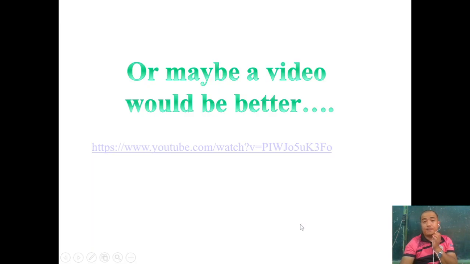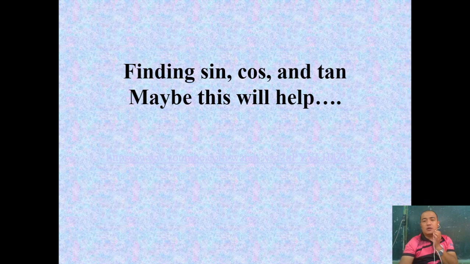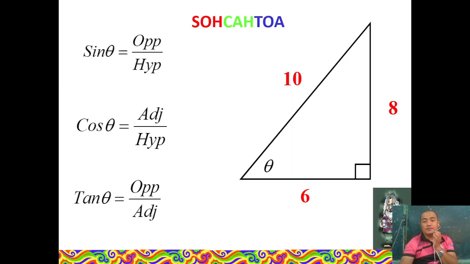Maybe a video would be better. Finding sine, cosine, and tangent, maybe this will help. SOH CAH TOA: sine theta is equal to opposite over hypotenuse. Cosine theta is adjacent over hypotenuse. Tangent theta is equal to opposite over adjacent side.